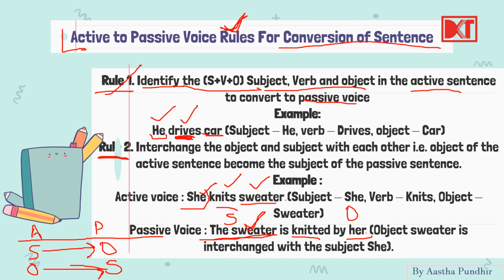एक्टिव वॉइस में हम बता रहे थे She के बारे में कि what does she do, what does she knit. She knits sweater. बट यहाँ पे पैसिव वॉइस में हमारा फोकस आ गया स्वेटर पे कि the sweater is knitted by whom? The sweater is knitted by her. तो यहाँ फोकस जिस पे आ गया वो बन गया हमारा सब्जेक्ट. सब्जेक्ट बन गया ऑब्जेक्ट और ऑब्जेक्ट बन गया सब्जेक्ट. Alright, this was the second rule.